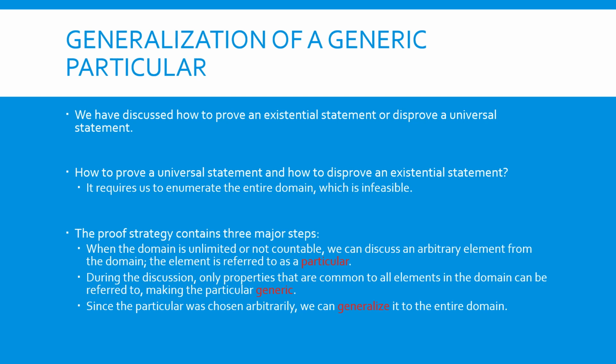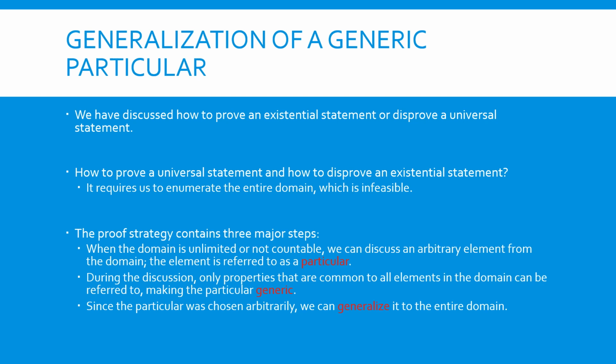The technique contains three main steps. First, we would like to select an arbitrary element from the domain. As it is selected, we'll consider it as a particular element and call it the particular. Then, we shall discuss whether the particular can make the unquantified statement true. Note that during our discussion, we should not include any property other than those shared by all elements in the domain.